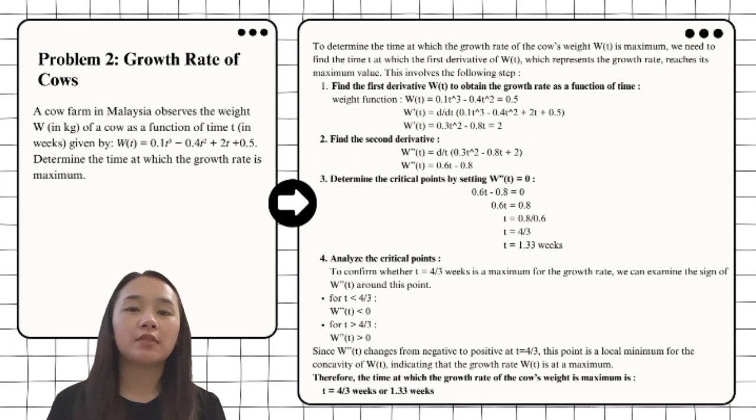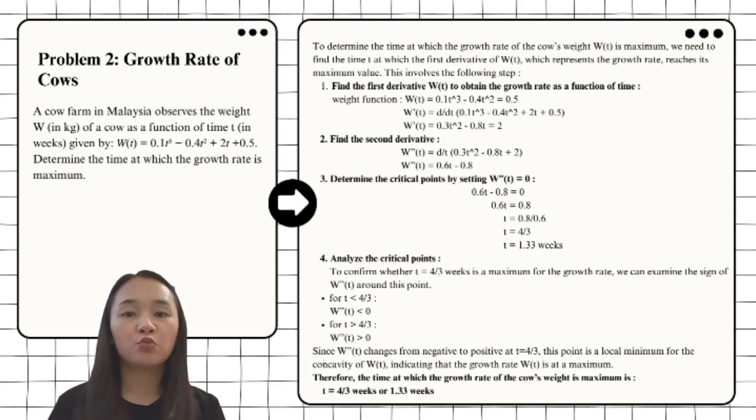Number 2, the second derivative is W'' = 0.3t - 0.8 + 2. Step number 3 is to determine the critical point by setting W'' equals 0, so 0.6t equals 0.8, and the maximum is at 1.33 weeks. Analyze the critical point to confirm whether t = 4/3 weeks is the maximum growth rate. We can examine the sign of W'' around the point. You can see it in the slide.